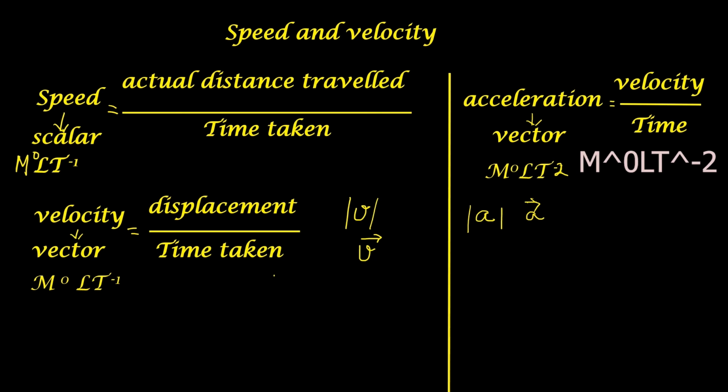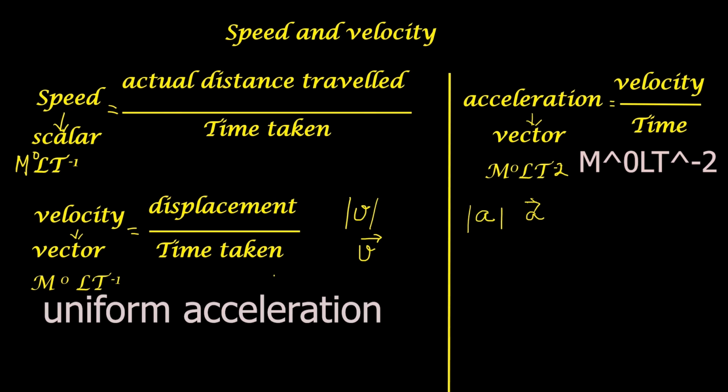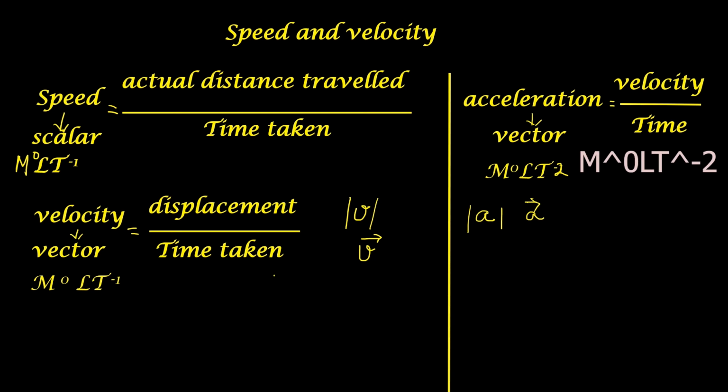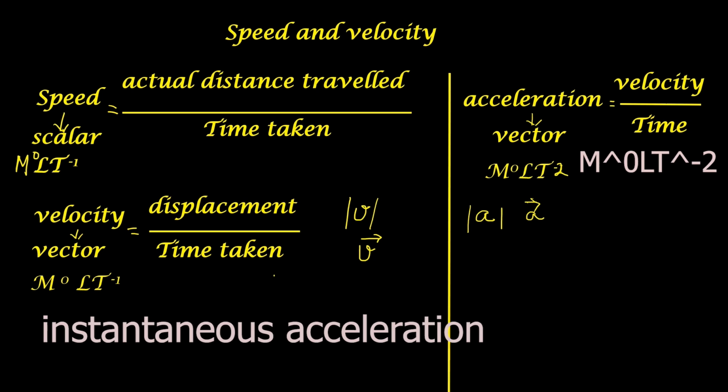Acceleration, as you can see from the formula, is the rate of change of velocity. If the rate of change of velocity of a moving object is uniform in equal intervals of time, then it is uniform acceleration. On the other hand, if the rate of change of velocity is unequal in equal intervals of time, then it is non-uniform acceleration. Acceleration at an infinitesimally small interval of time is instantaneous acceleration.